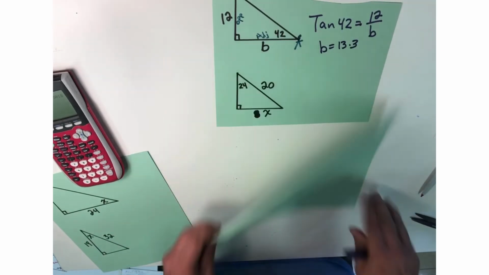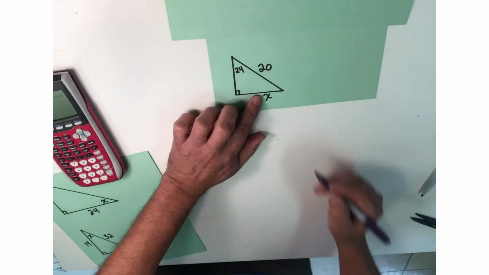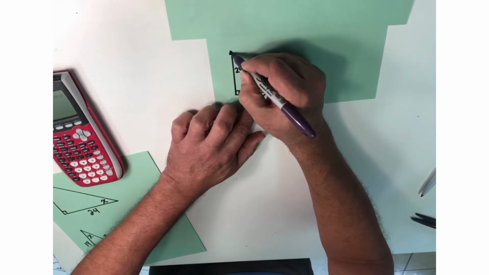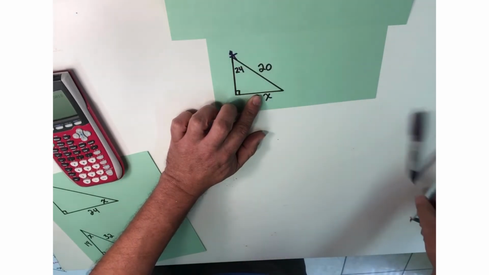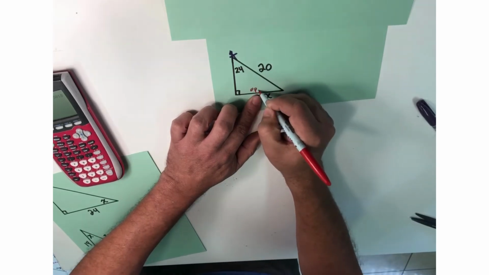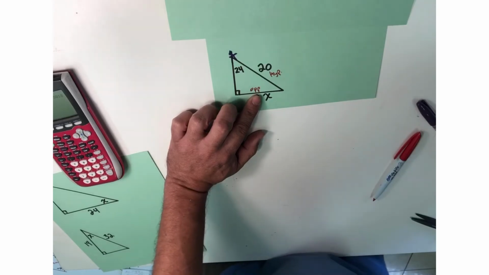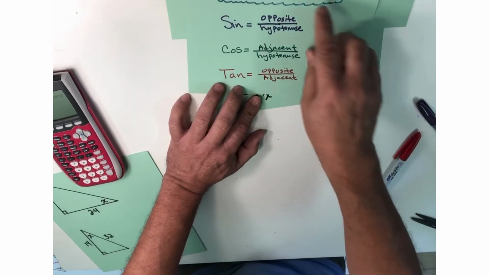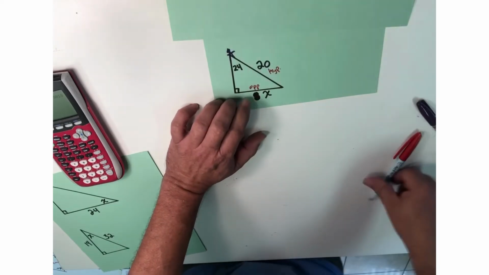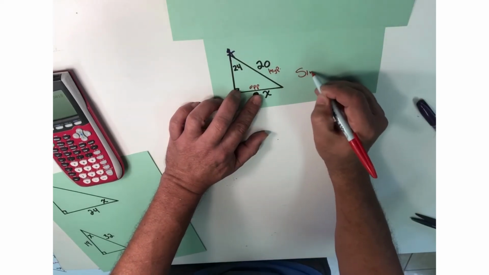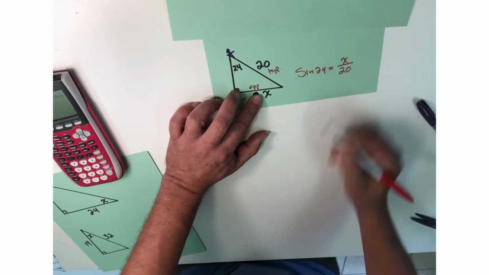Okay? One more. Let's see about this one here. Again, I'm going to start by drawing myself at the angle, which is right over here. What is this guy over here called? It's called the opposite. This guy here is called hypotenuse. Okay. Opposite hypotenuse, oh, it's sine again. Okay, let's go do the sine. So the sine of 24 is equal to the opposite over the hypotenuse.